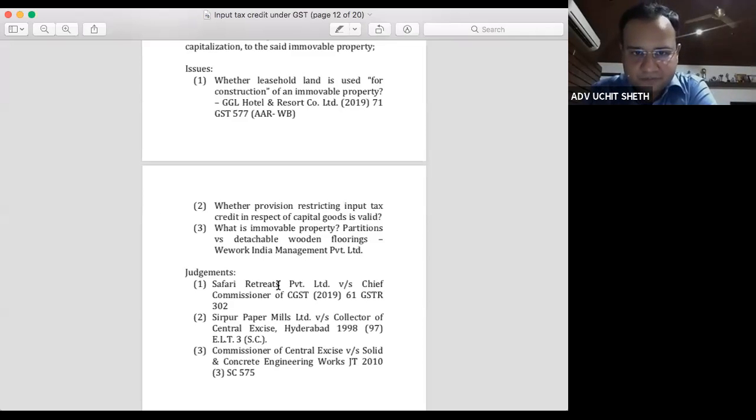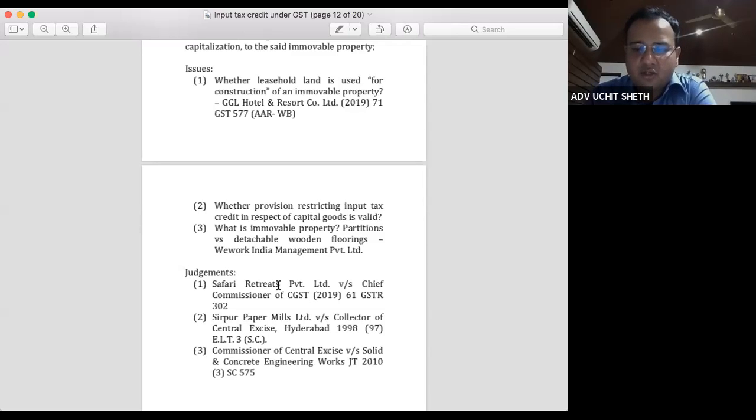upon for the present. Third issue which I have framed is what is an immovable property. Now this dispute is going on since a long time. Even in the earlier regime, there were judgments on this aspect. And this will continue even now. I have just picked up an advance ruling in the case of WeWork India Management Private Limited of Karnataka. Here, question was regarding claim of input tax credit in respect of partitions which were developed in the office, as well as detachable wooden floorings.